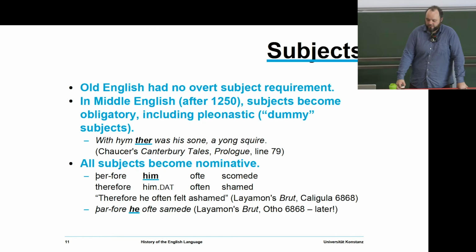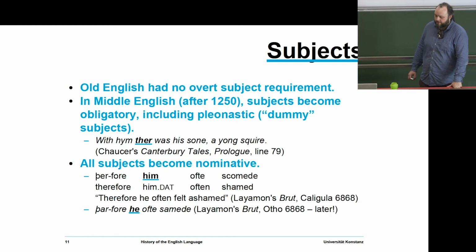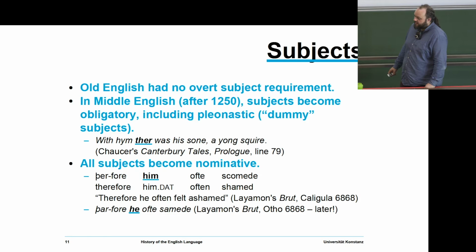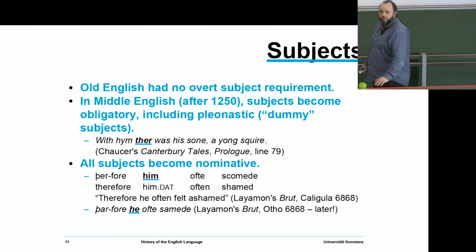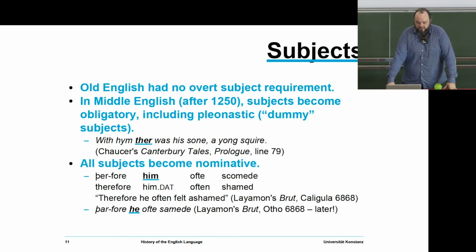The other thing that we see is that in Old English, it doesn't really seem to matter that much whether the subject is nominative, in nominative case, or something else. And that's something that changes in the Middle English period. So here we've got Layamon's Brut again, and in this text, "therefore him often shamed." The verb shame in Old English takes a subject in the dative or accusative. In modern English, it takes, like every other verb, a subject in the nominative.